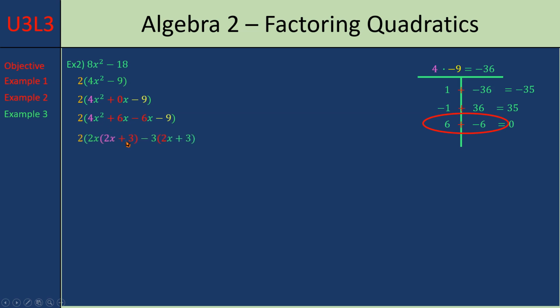Again, I group them and I factor them, right? So I group the first two and I factor out 2x. I group the second group and I factor out negative 3. I have 2x plus 3 here. And then that becomes your other factor. 2x minus 3 is your other factor. Don't forget the 2 follows through, okay?